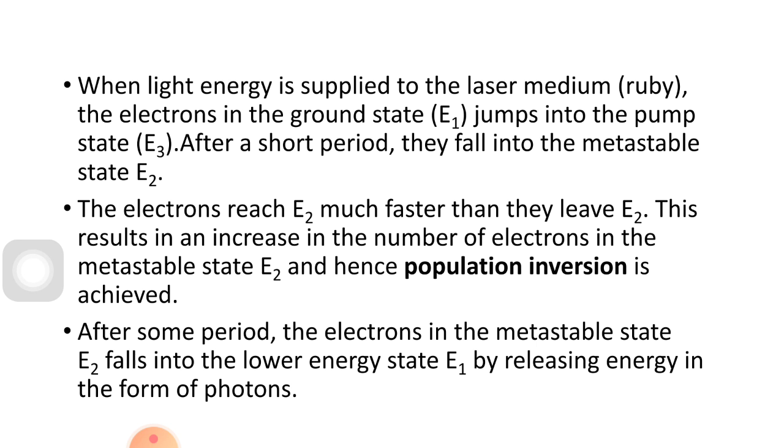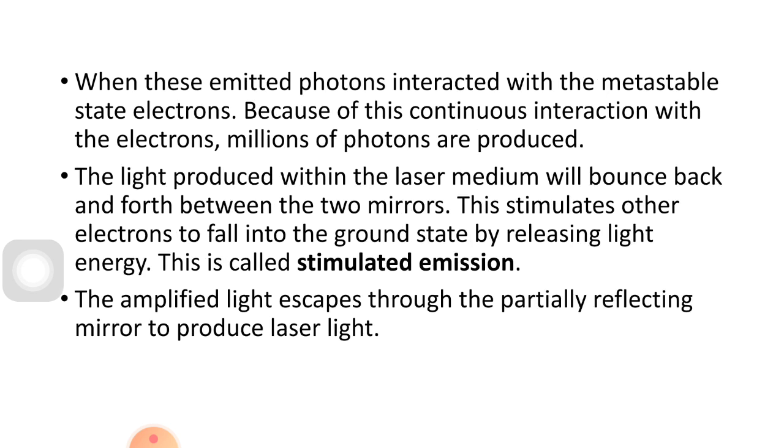After some period, the electrons in the metastable state E2 fall into the lower ground state by releasing energy in the form of photons. When these emitted photons interact with the metastable state electrons, because of this continued interaction, they produce millions of photons. The light produced within the laser medium will bounce back and forth between the two mirrors. This stimulates electrons to fall to the ground state by releasing light energy. This is called stimulated emission. The amplified light escapes through the partially reflecting mirror to produce laser light.